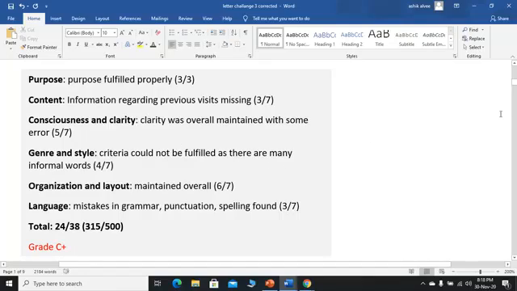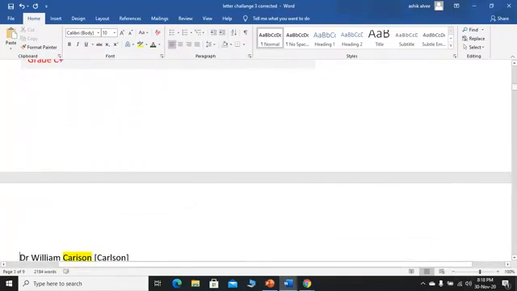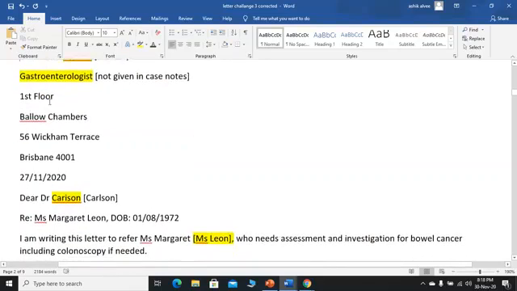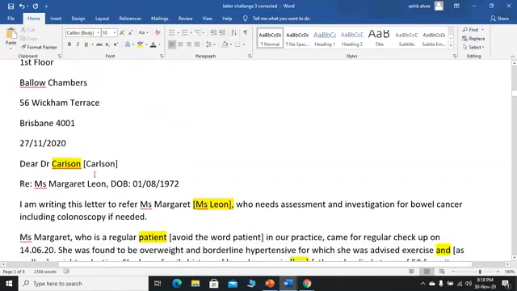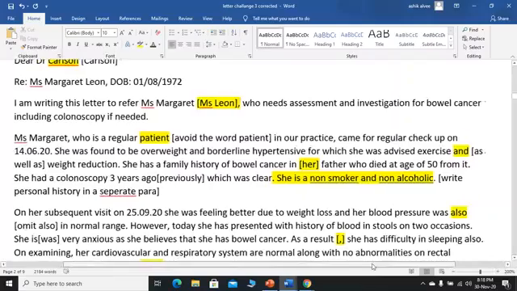Okay, so let's move on to this, just one sample of what we do in our letter correction. Okay, let's move on to the next letter. The next letter has the same mistake. Dr. William Carrison, gastroenterologist. These two things have been written, which I have described previously. Dear Dr. Carrison. Okay, that's done. Let's start the body of the letter. I am writing this letter to refer Ms. Margaret. No, it would be Miss Leon. Miss, and the last name, not the first name.